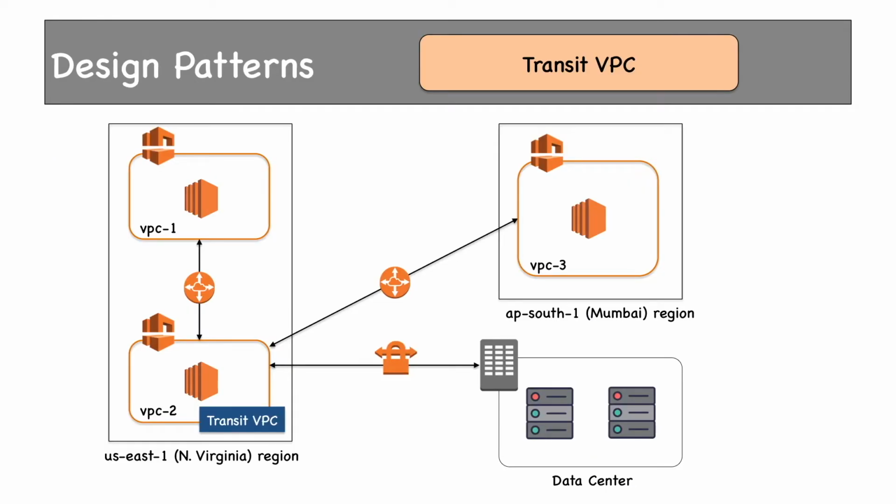Finally, let's see some design patterns using VPC components which I have discussed so far. First one is transit VPC. Transit VPC can be used to connect multiple VPCs or corporate data centers as a network transit center. We have 3 VPCs in 2 different regions and a corporate data center. If we want EC2 instances in VPC 3 and VPC 1 and servers in data center to communicate with each other, we can create a transit VPC using VPC 2.